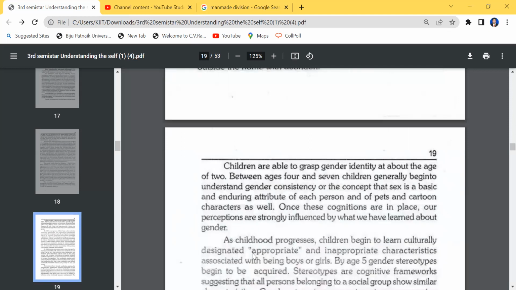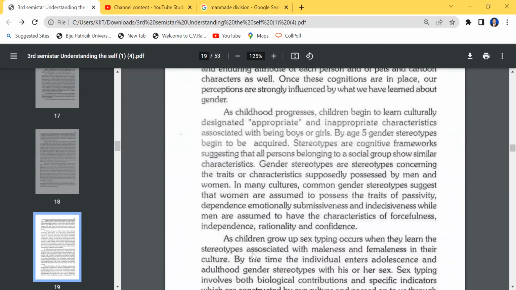Children are able to grasp gender identity at about the age of 2. Between ages 4 and 7, children generally begin to understand gender consistency, the concept that sex is a basic and enduring attribute of each person. Our perceptions are strongly influenced by gender; already at 2 to 3 years they know that is a boy or that is a girl. As the child progresses, children begin to learn culturally designated appropriate and inappropriate characteristics associated with boys or girls. By the age of 5, gender stereotypes begin to develop.